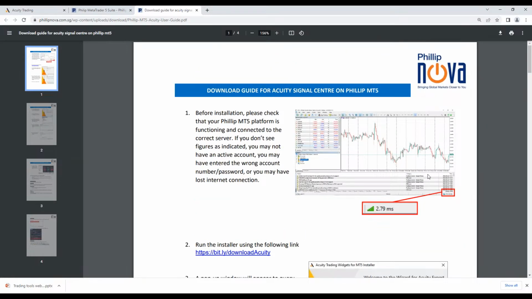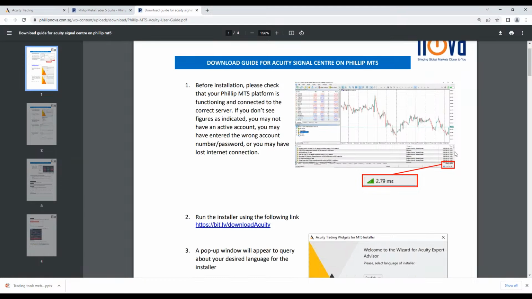So this is the user guide. Step one, you need to ensure that your Phillip MT5 or MetaTrader 5 is connected to our Phillip Nova server. Phillip MT5 itself is a platform, so there are many other brokers on it. But to access these tools, right now in Singapore, we are the first and only broker that offers this Acuity Signal Centre. If you're logged on to another broker, you won't be able to access this free tool.